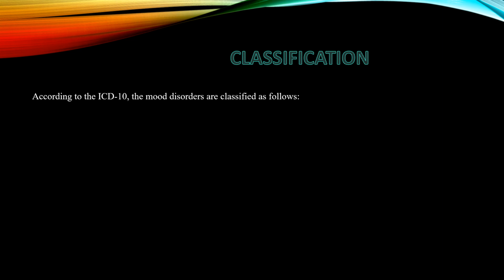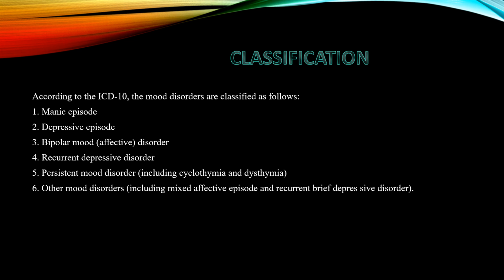Just like all other illnesses, for psychiatric illnesses we use the International Classification of Diseases, ICD-10, and according to ICD, mood disorders are classified into manic episode and depressive episode. These are the two main poles. Bipolar affective or mood disorder is when you have either a manic episode with depression or two or more manic episodes. So basically when two or more episodes start occurring, we classify it as bipolar mood disorder.